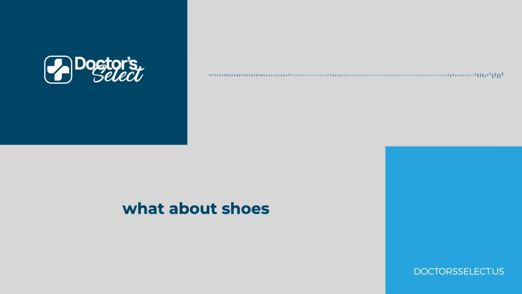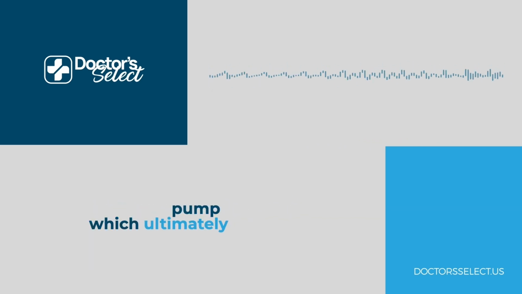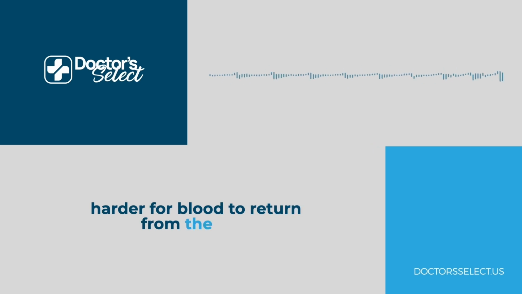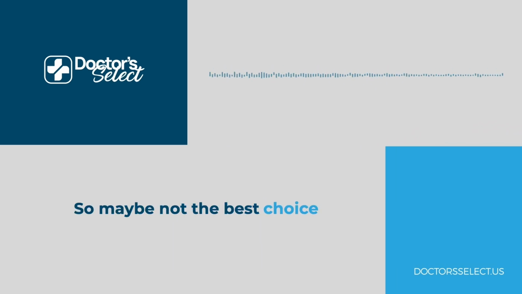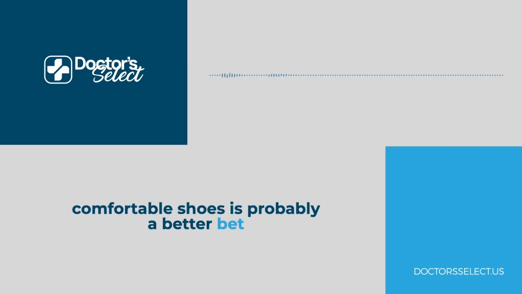Now, what about shoes? Is there any truth to the idea that high heels are a bad thing? Well, high heels can definitely exacerbate symptoms. They force your feet into an unnatural position, limiting ankle movement and hindering the calf muscle pump, which ultimately makes it harder for blood to return from the legs. So maybe not the best choice if you're dealing with varicose veins. Sticking with more supportive, comfortable shoes is probably a better bet.